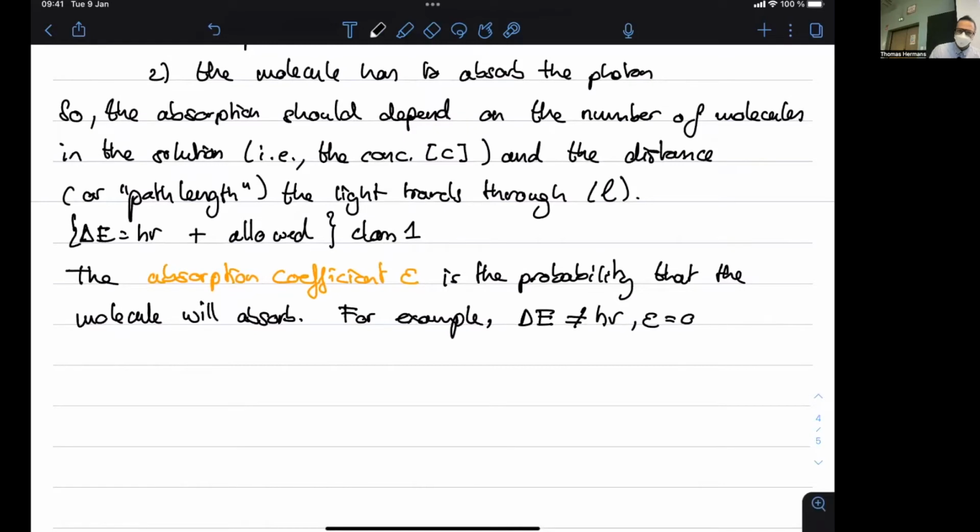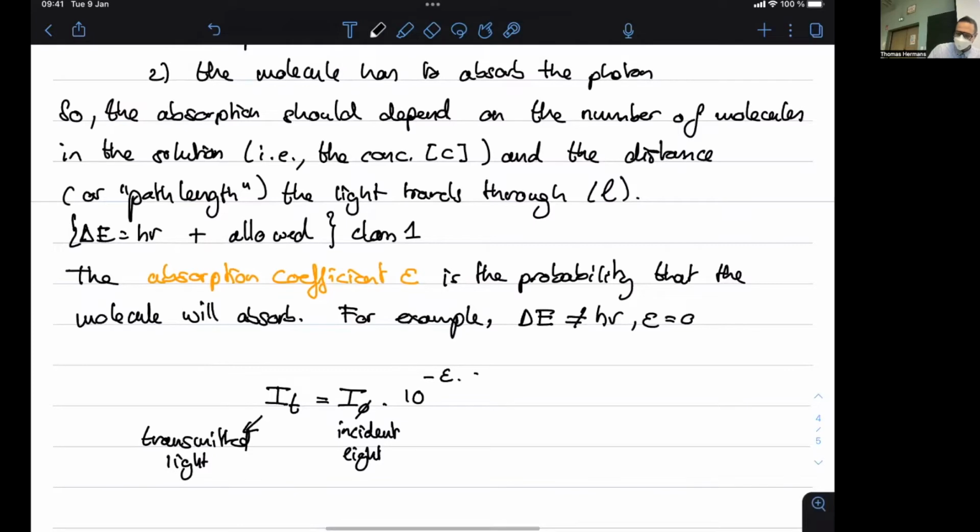So now, what is this Lambert-Beer law? It says that the intensity of the transmitted light is the intensity of the incident light times 10 to the power minus epsilon times C times L. Right? So epsilon is the absorption coefficient, C is concentration, and L is the path length.